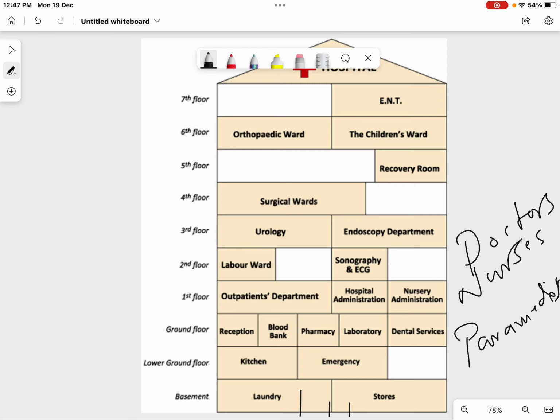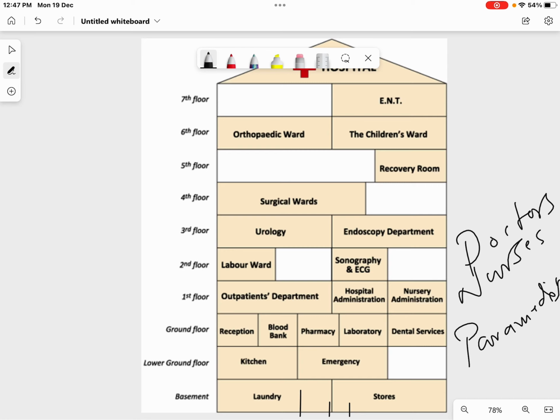This is where the receptionists sit. They fill out the forms for the patients. They admit the patients, or when the patient has recovered and is leaving the hospital, they perform the checkout. You have the blood bank where blood is stored and then given to patients as required by matching their blood groups. You have the pharmacy. The pharmacist works here and they dispense medicines according to prescription.